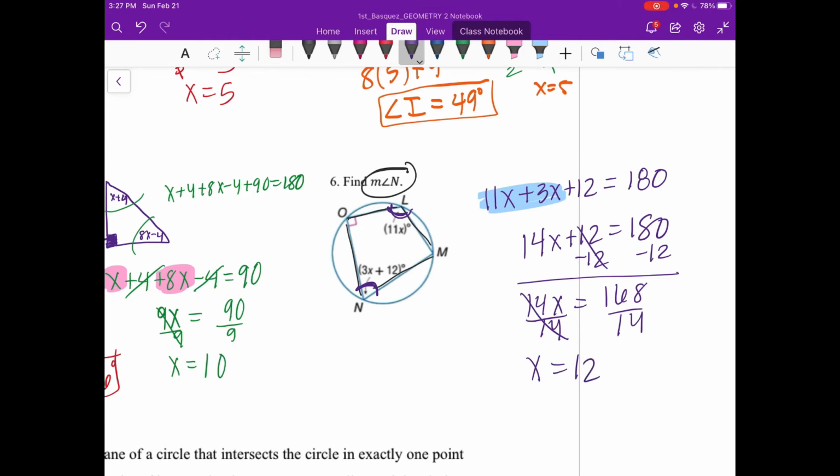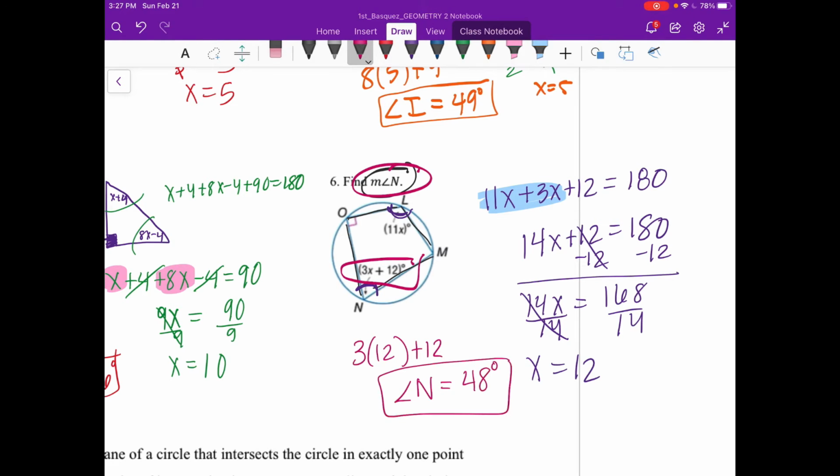X equals 12. And again, go back and substitute to the correct angle. This time we're looking for angle N. And that value is right there. So 3 times 12 plus 12 gives me angle N is 48 degrees. And that is the end of that one.